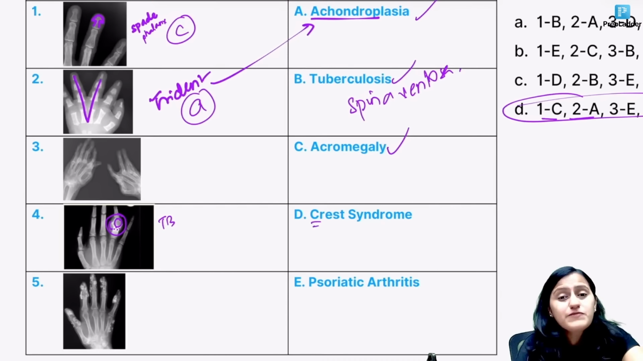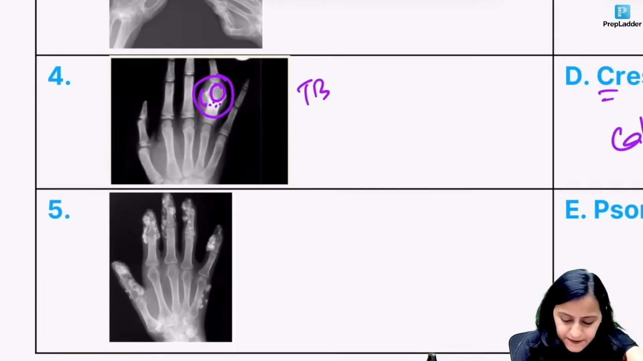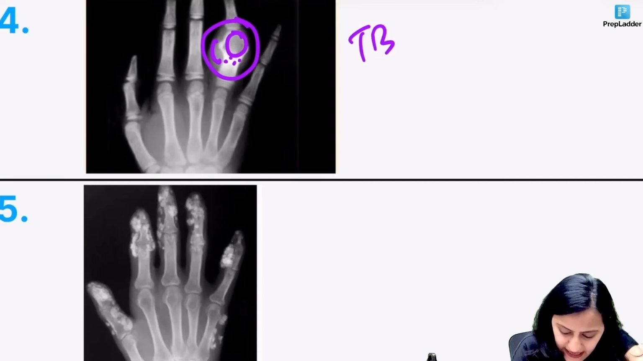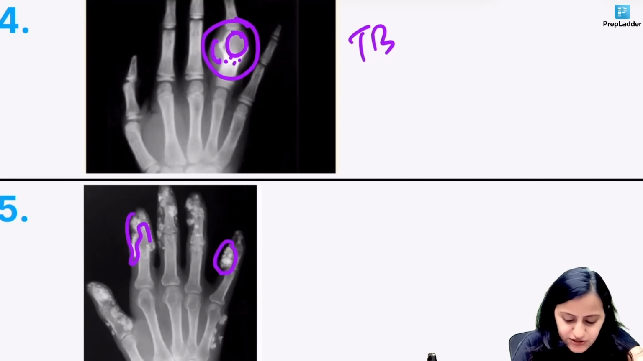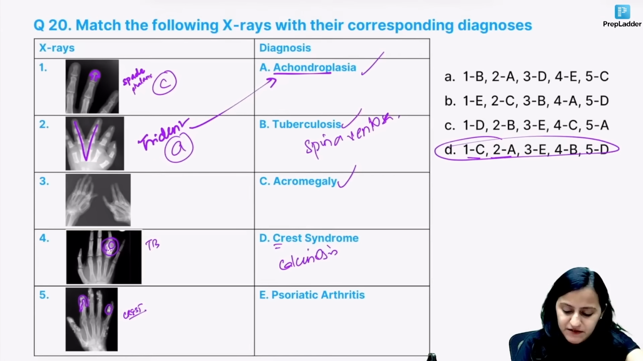CREST syndrome, calcinosis cutis. Okay, so you are expecting calcification in the soft tissue that is there. So that is what you are seeing here, the calcification in the soft tissues. So this is CREST syndrome, has been asked previously.